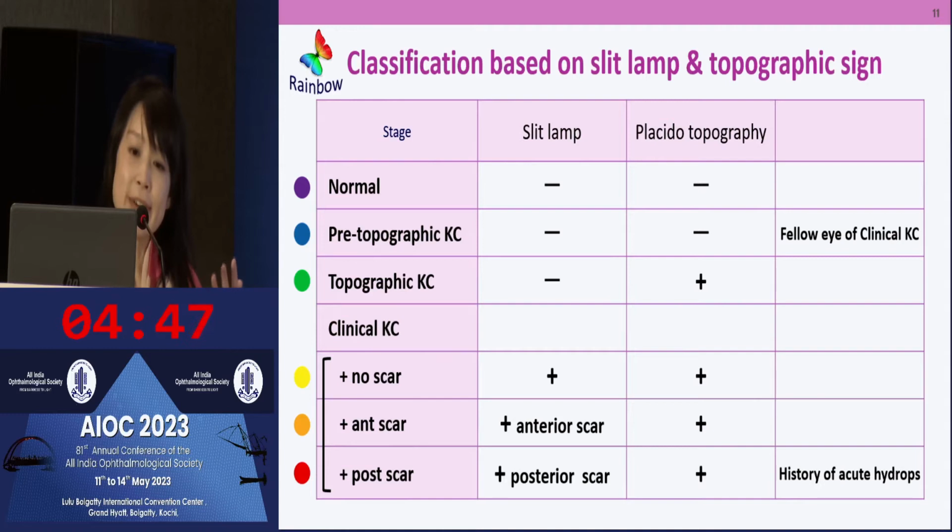For the clinical keratoconus, we classified into 3 groups. Number 1 is without scarring, and number 2 is keratoconus with scarring in the anterior stroma. And number 3 is clinical keratoconus with scarring in the posterior stroma with a history of acute hydrops. This is the severe type.